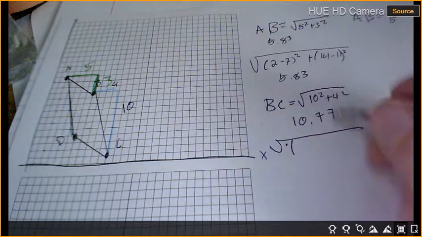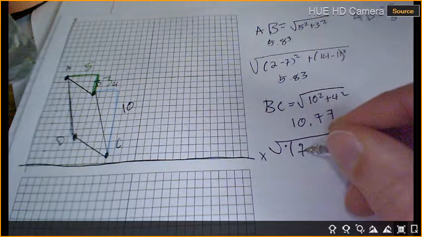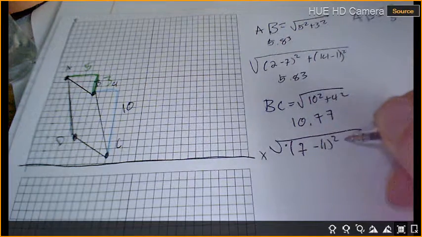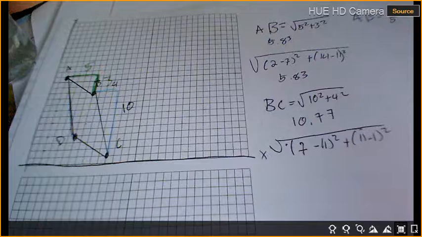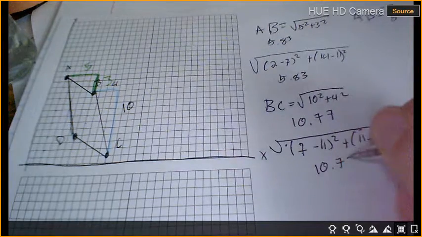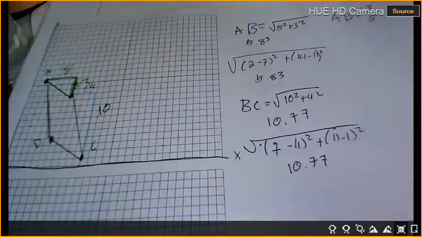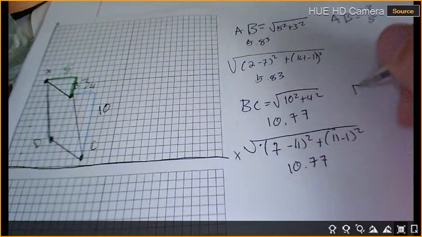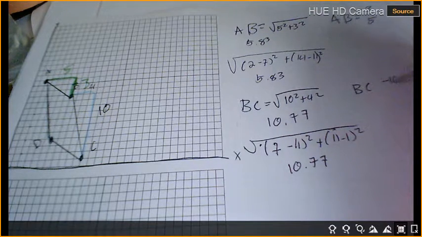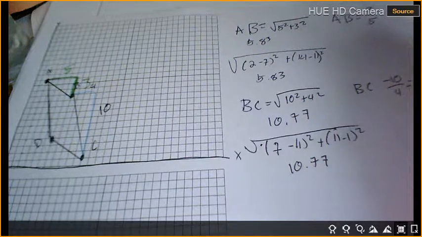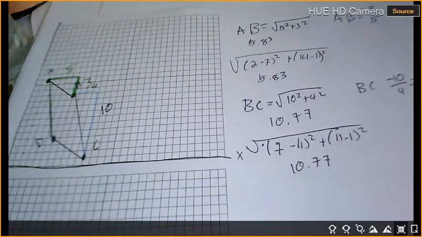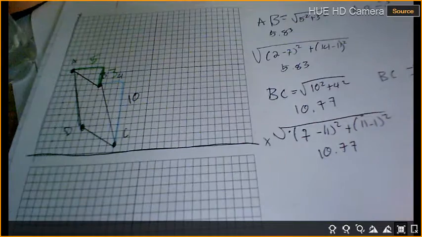Yep. So we're going to go 7 minus 11 squared plus 11 minus 1 squared, and we will get the same thing, 10.77. I just wanted to make sure you guys see both ways. And then for B to C, we went down 10 to the right 4, which reduces to negative 5 halves. Okay. Then we're going to look at D to C.